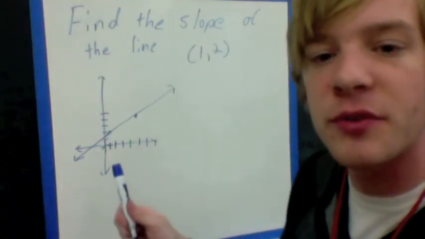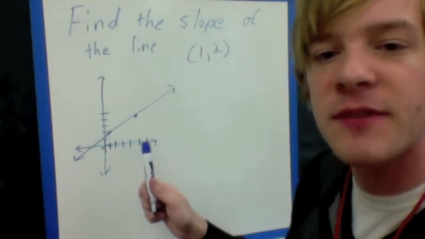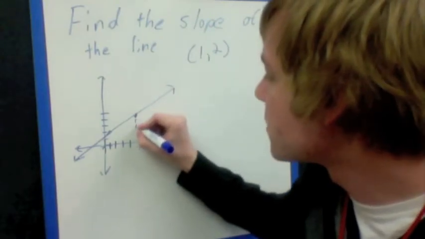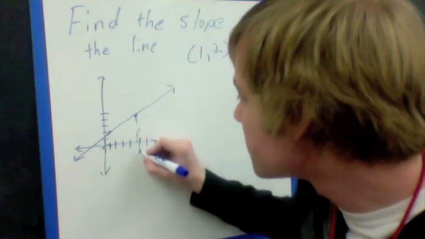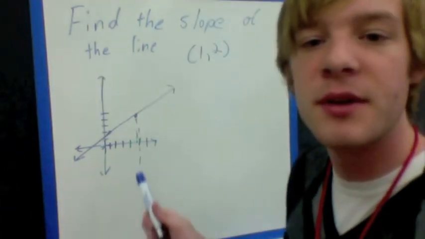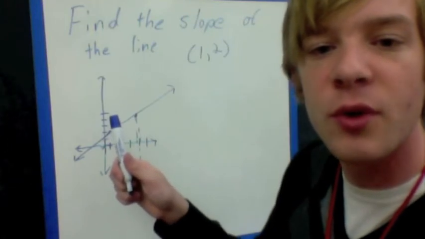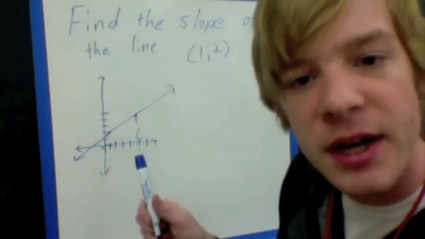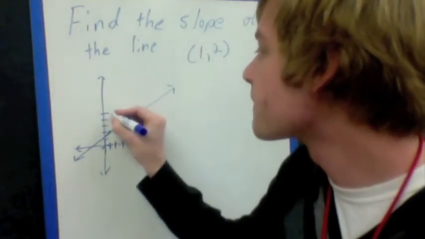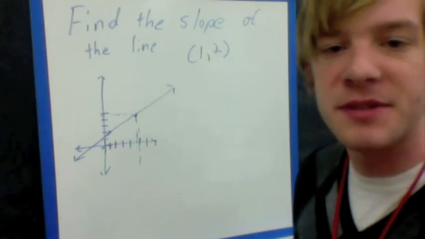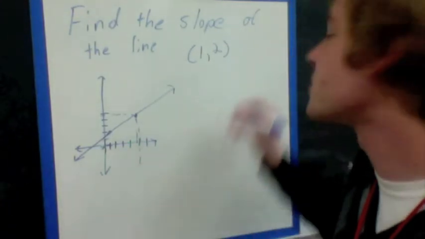Our second point over here, we've gone over 1, 2, 3, 4, 5 spaces. And then we've gone up 1, 2, 3, 4, 5 spaces as well. Not the best looking graph, but it'll work. So that means we've got the point (5, 5) here.